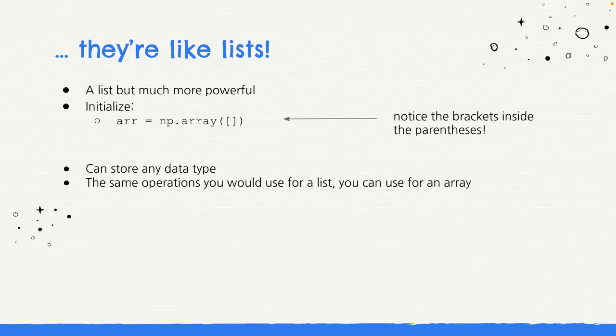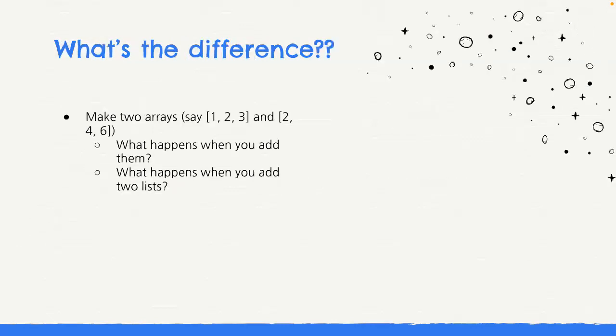They can store any data type like a list, and you can use the same operations as a list. But there are some key differences. So we'll talk about this difference. What happens when you add two lists? Anyone remember?